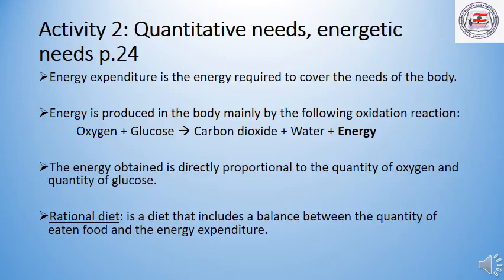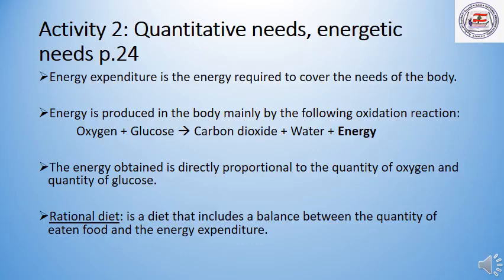Now, in order to start Activity 2, Quantitative Needs, Energetic Needs, please open your books to page 24. What is energy expenditure? Energy expenditure is the energy required to cover all the needs of the body. Energy is produced in the body mainly by the following oxidation reaction. Oxygen plus glucose gives carbon dioxide plus water plus energy.